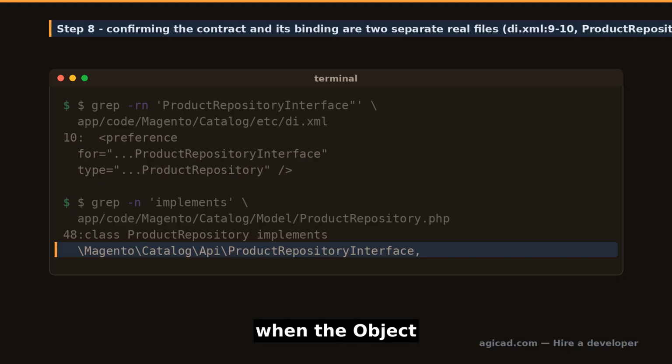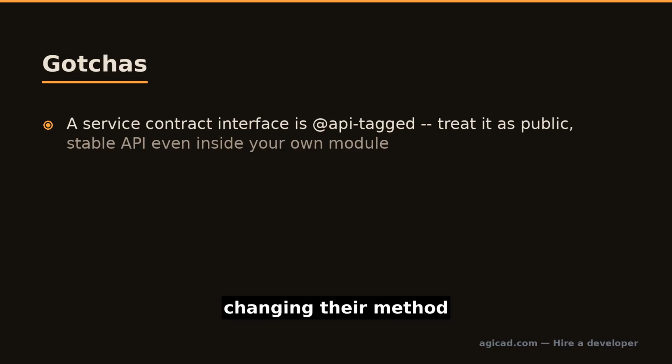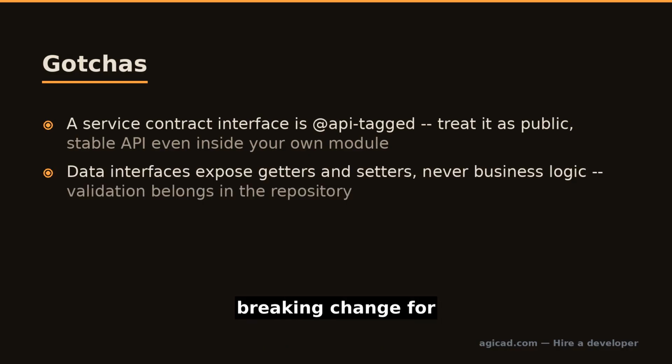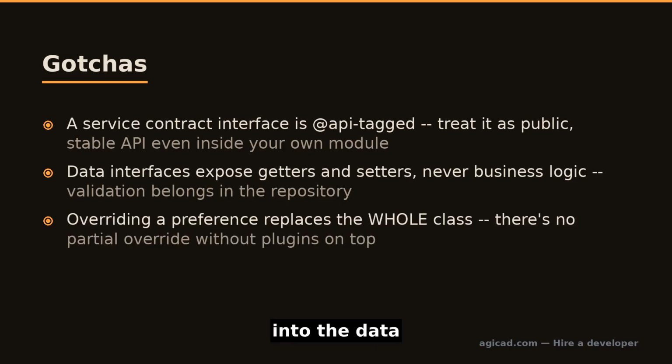A few things trip people up here. Interfaces marked with an @API tag in their comment are meant to be treated as stable, public API surface, even for code living inside your own custom module. Changing their method signatures is a breaking change for anyone who implemented or called them. Data interfaces like ProductInterface only expose getters and setters. Any validation, computed defaults, or business rules belong in the repository or the model, never squeezed into the data interface itself. Overriding a preference swaps out the entire concrete class, not just one method.